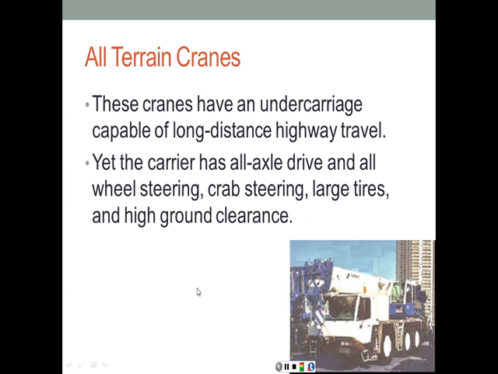The all-terrain cranes. These cranes have an undercarriage capable of long-distance highway travel. It has more than 2 axles. Yet the carrier has an all-axle drive and all-wheel steering, crab steering, large tires, and high ground clearance. So again, crab steering, we talked about that it can move relatively sideways, and all-wheel steering, allowing it to turn in a smaller radius, all-wheel drive to give better traction, and high ground clearance to be able to move on rough terrains as well.